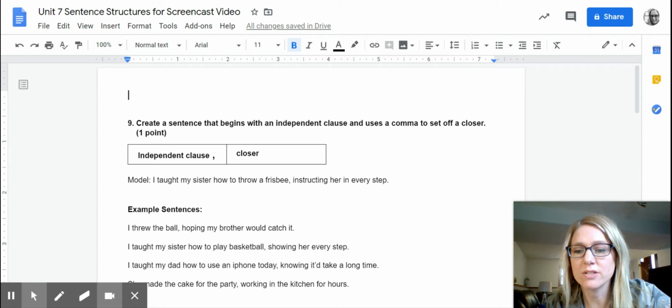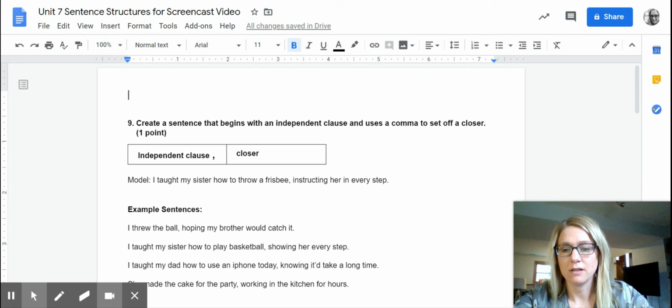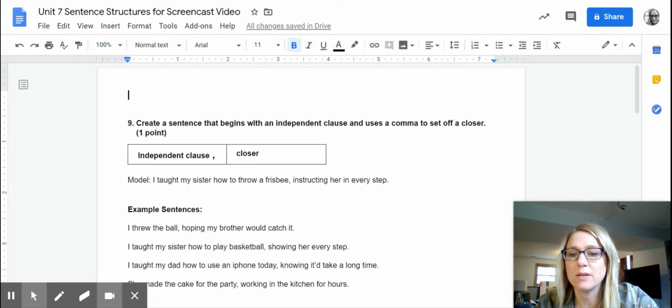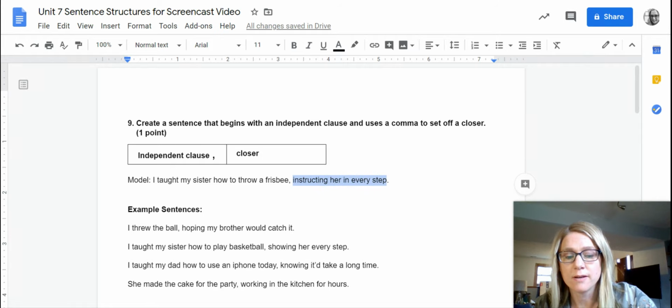Okay, hi students. So I wanted to review with you before you took your quiz how to create the two-sentence structures that we're asking for. The first one that we are looking at is the independent clause and some type of closer. My recommendation is to follow the model and use this gerund phrase as your closer. That means this word right here needs to be an -ing form of the verb.